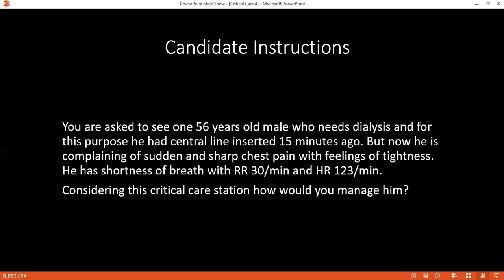If you suspect pneumothorax, what are the immediate investigations that you'll ask for? We will ask for a chest X-ray as well as an ABG of the patient. All right, good.